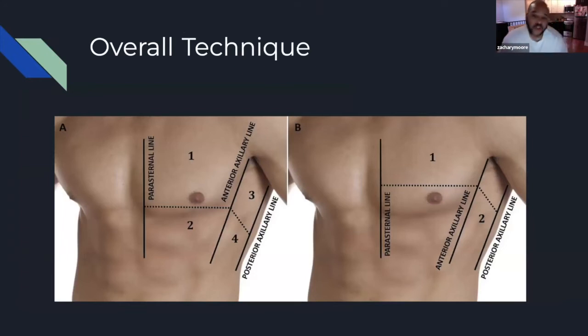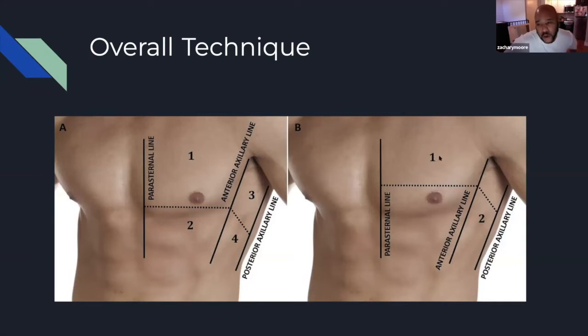In terms of the overall technique, there are multiple different zones. You're basically going to look at the anterior superior, anterior inferior, and the lateral superior, lateral inferior, which I have outlined right here. I feel like most times when we're evaluating the lungs in the ED, we don't even look at the posterior superior, inferior, but that's also an option.